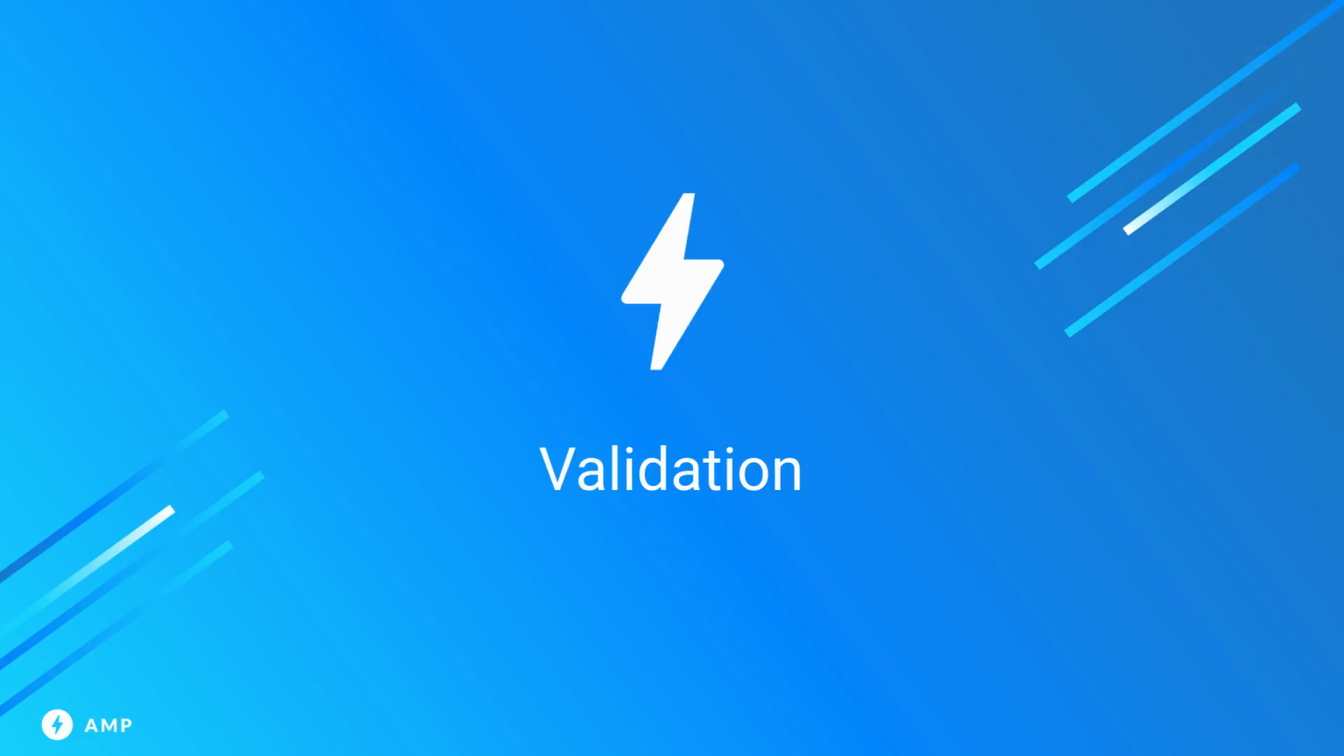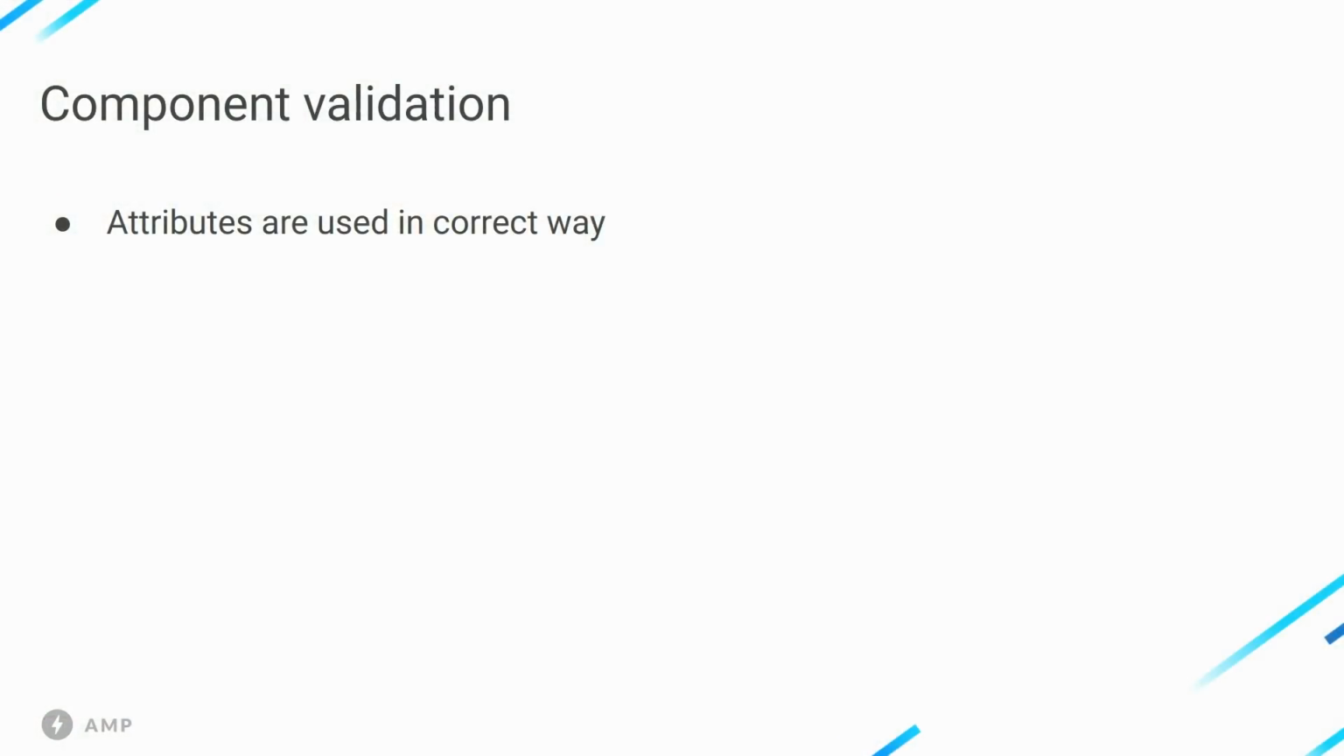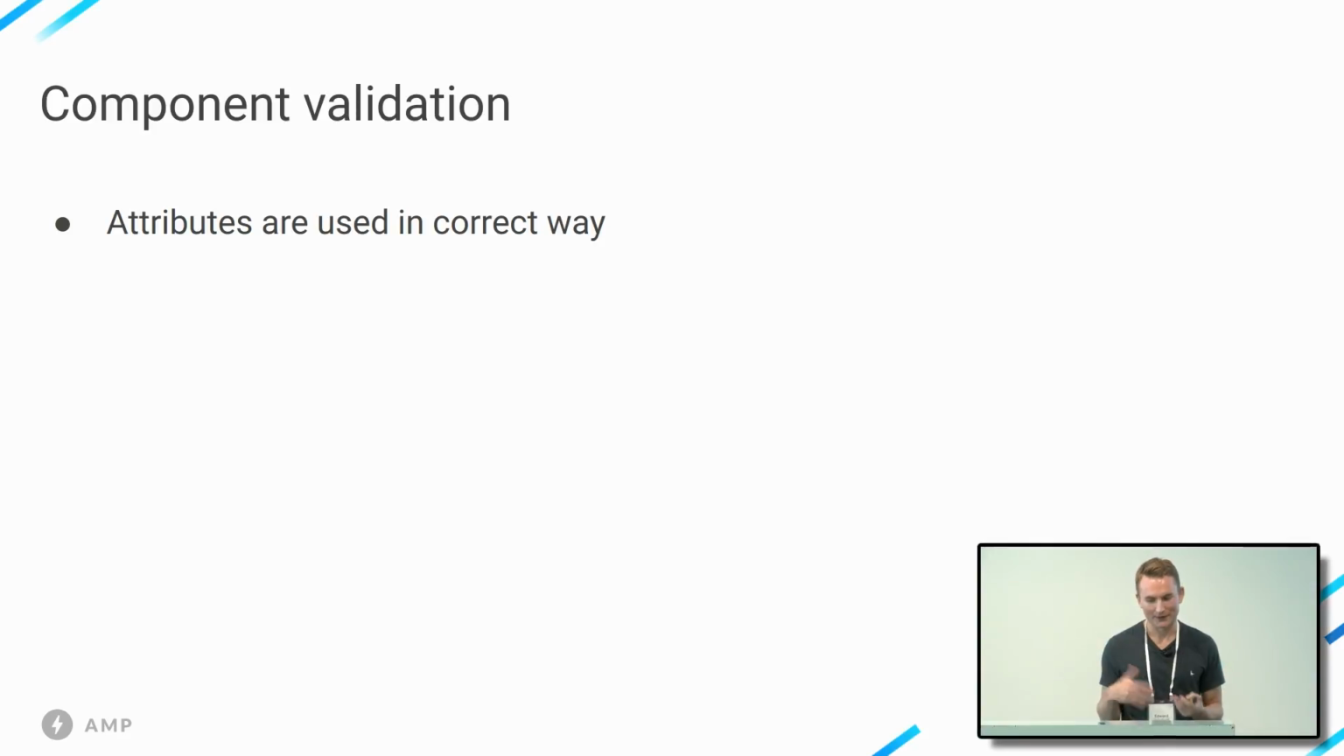On to validation, and this is actually one of the more tedious parts, I have to admit, I found of creating an AMP component, but it's also really important because it's what enables the AMP validator to check that our component's being used in a way that's AMP valid. So we check things like that the correct attributes are being used, so that any mandatory ones are present, and that the values being used for them are valid.